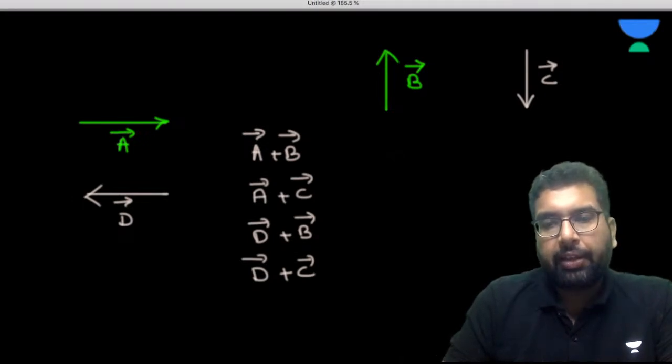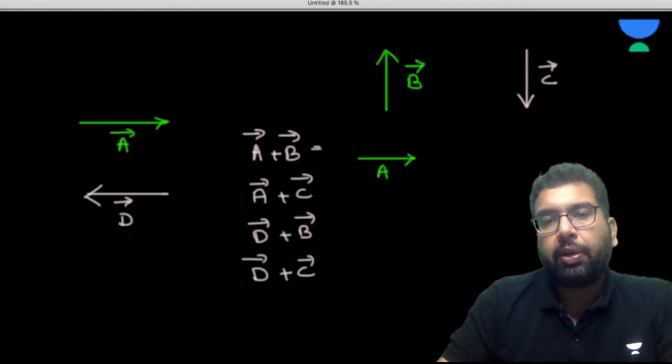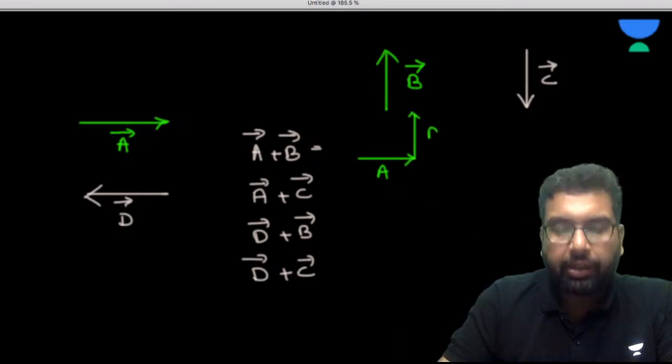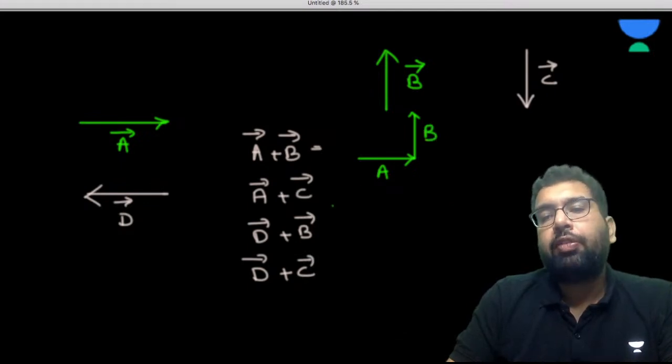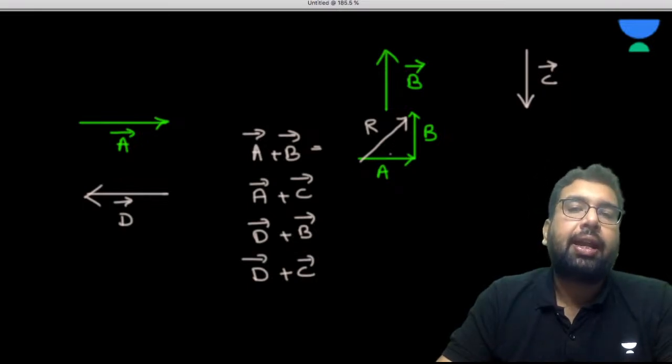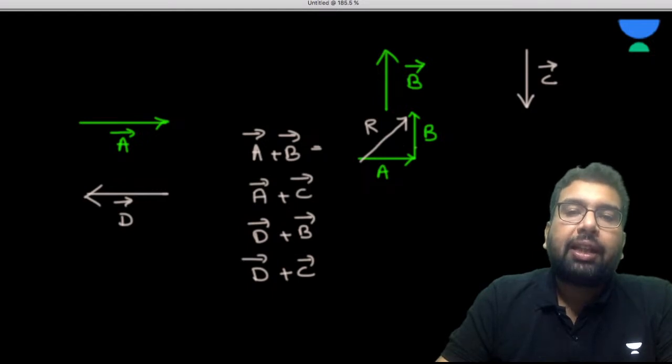Don't worry. See, what we can do, sir: we want to find A vector plus B vector. We can do some parallel shifting. So this is going to be A vector, and this is going to be the B vector. Remember, the length gives the magnitude of the vector. So what is going to be the R vector in this first case? This is going to be the R vector, isn't it? Two sides of the triangle in the same order give the two vectors, then the resultant is given by the third side. Understood, beta? Now, this is a right angle triangle.